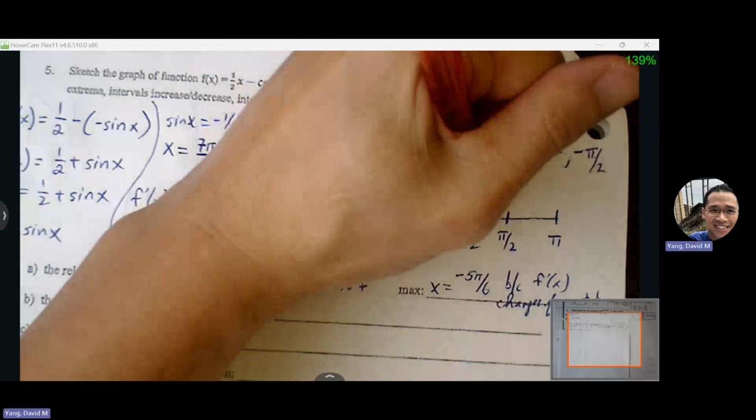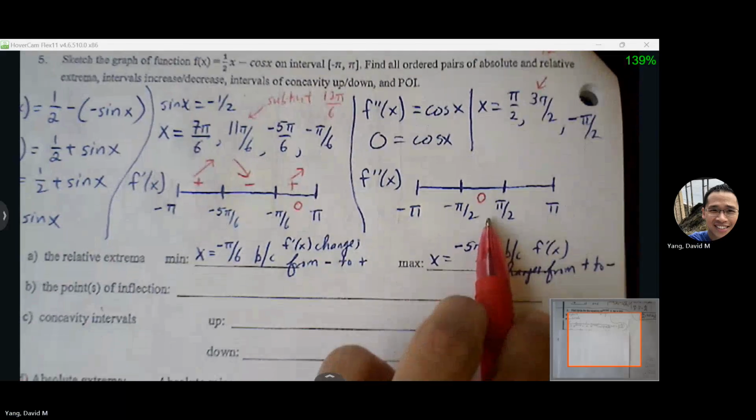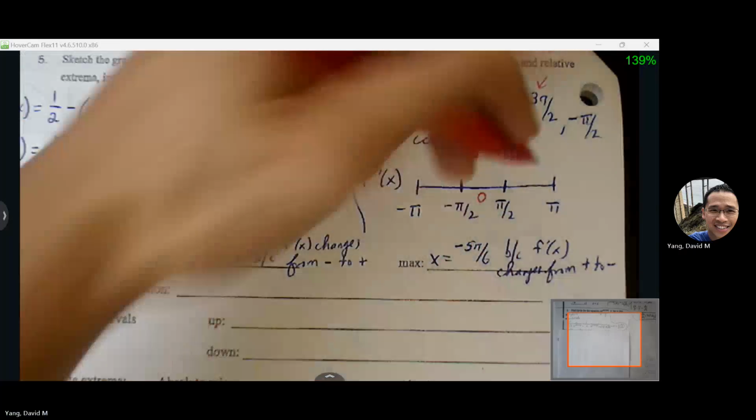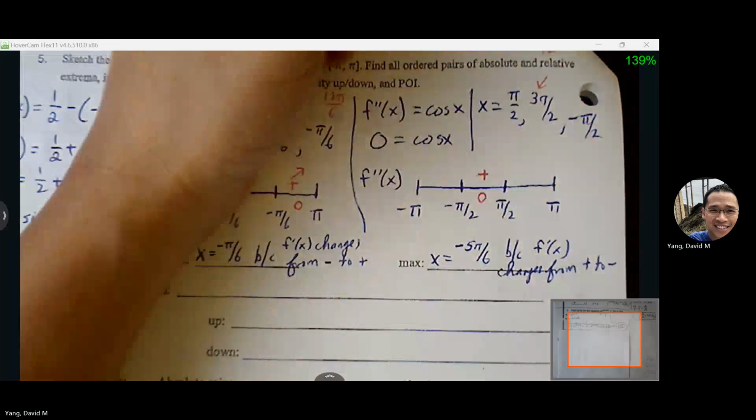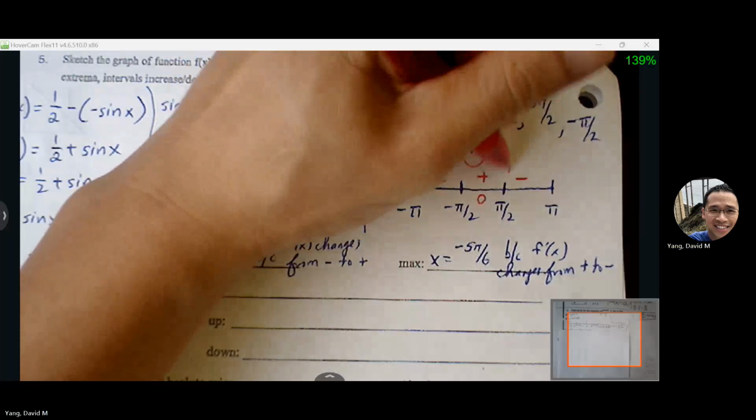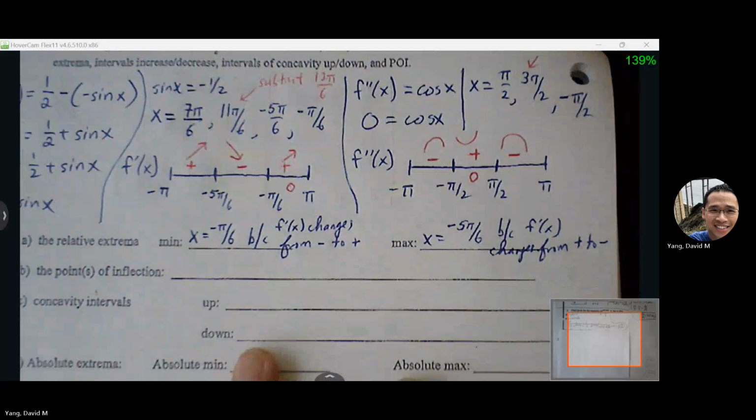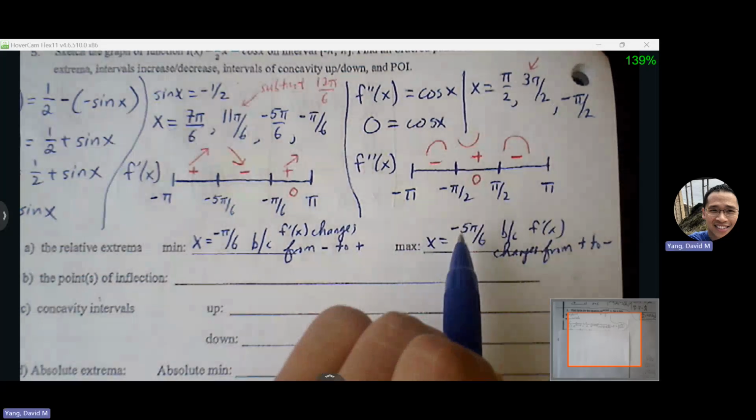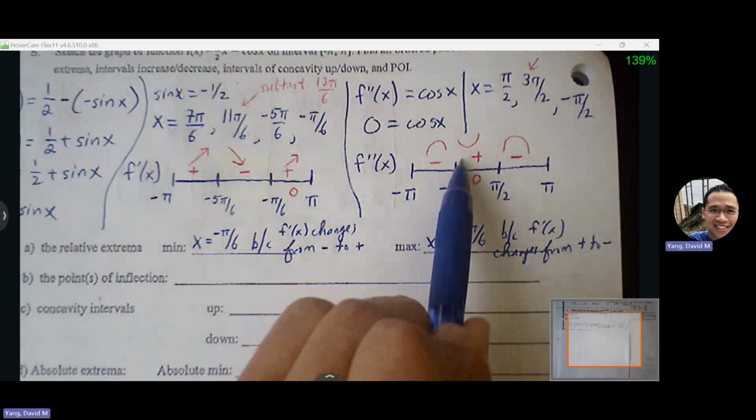So a convenient value is 0. 0 into f double prime, cosine of 0, positive. Then we know that others are going to alternate. Okay, how many points of inflection do we have? 2, because there's a change in signs.